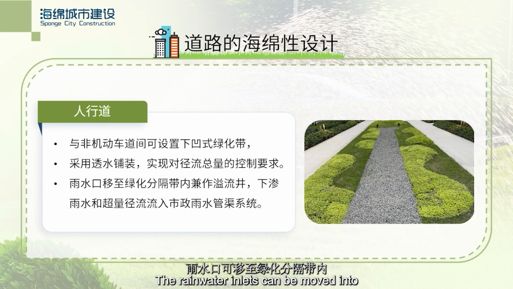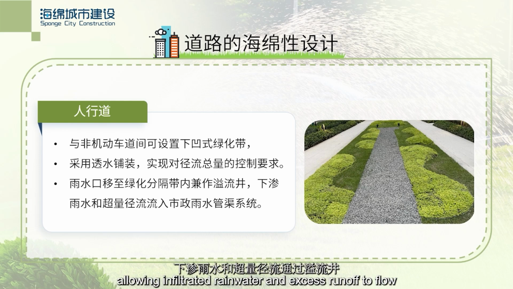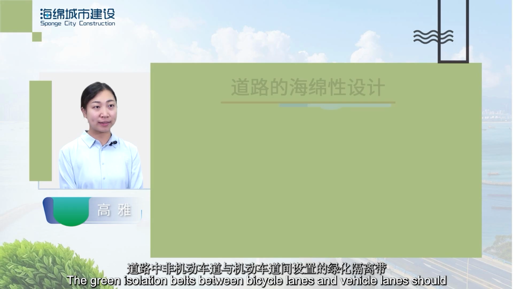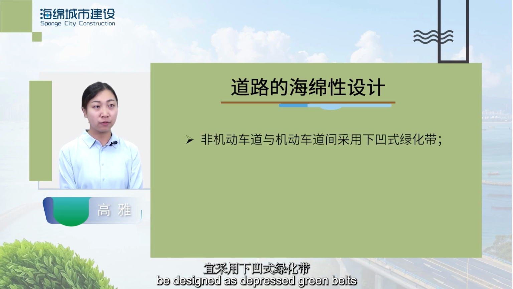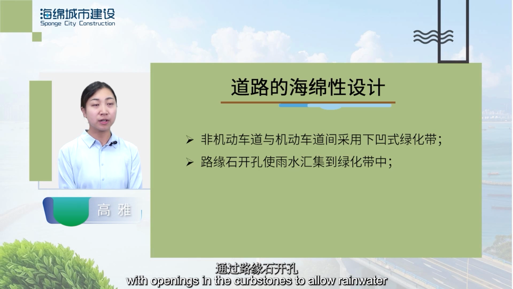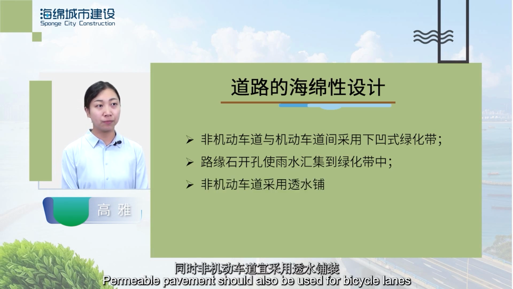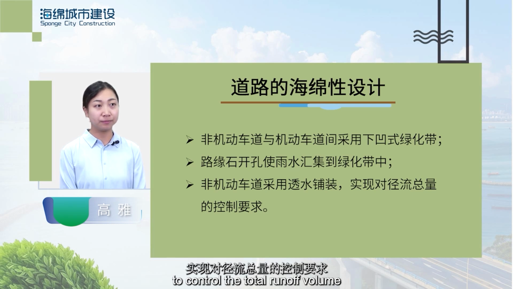Permeable pavement should be used for sidewalks to meet the requirements for controlling total runoff volume. The rainwater inlets can be moved into the green separation belt to also serve as overflow wells, allowing infiltrated rainwater and excess runoff to flow into the municipal rainwater drainage system. The green isolation belts between bicycle lanes and vehicle lanes should be designed as depressed green belts, with openings in the curbstones to allow rainwater from both sides to collect in the green belt. Permeable pavement should also be used for bicycle lanes to control the total runoff volume.